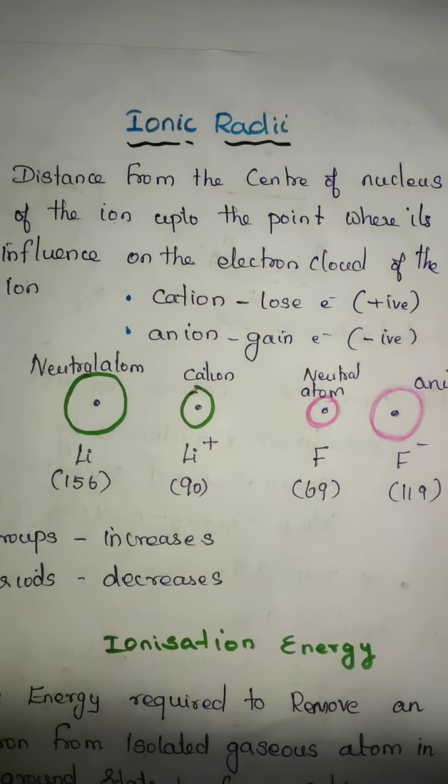So the attraction between the positive and the negative will become less. The nuclear charge is not enough to pull the newly added electron towards itself, so that electron is far away from the nucleus. The distance gets more increased. So always, the size of the negative ions is more than that of the parent atom.